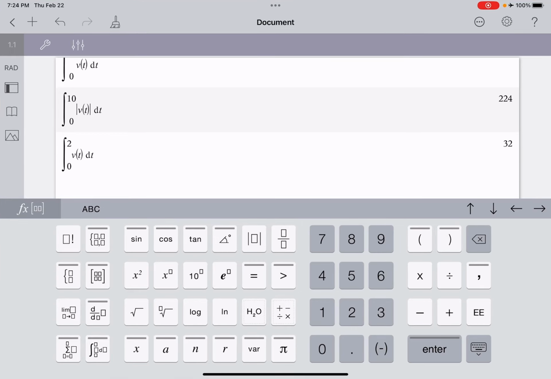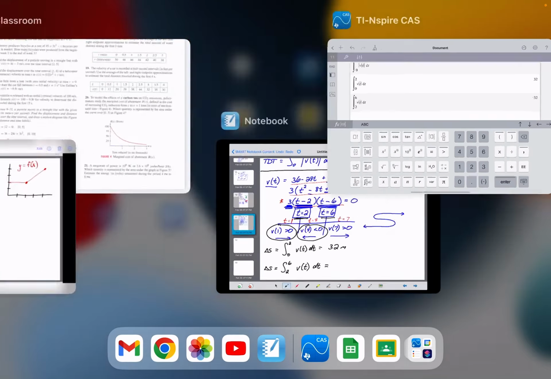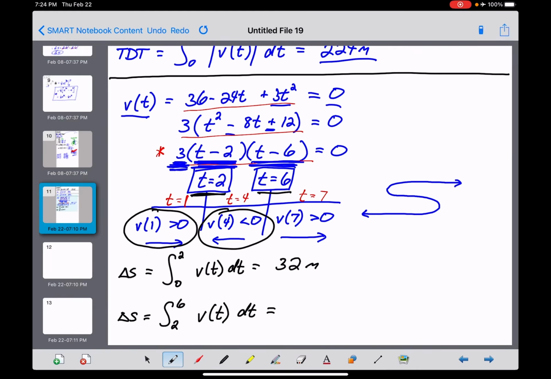Maybe I can save a little time here if I just steal the last thing and change the limits of integration, from 2 to 6, expecting a negative answer. Okay, now it's a coincidence. This won't always happen, that these two answers were opposites of one another. That will not be the case. I didn't know that. I just knew that this had to be negative 32 meters.